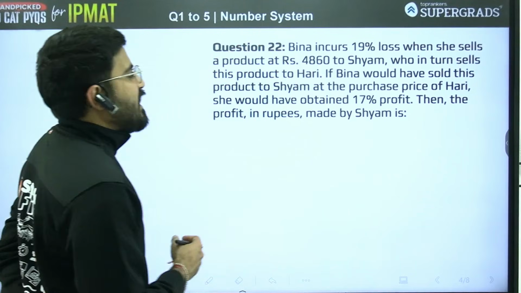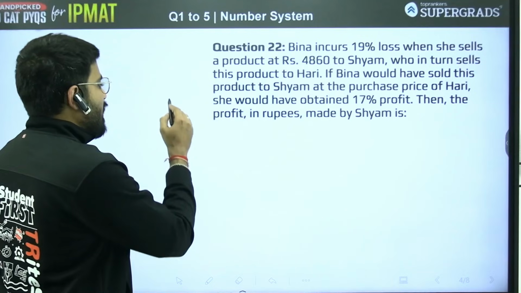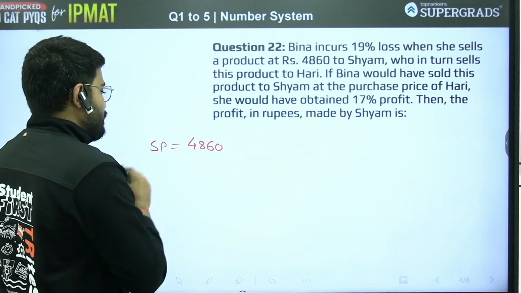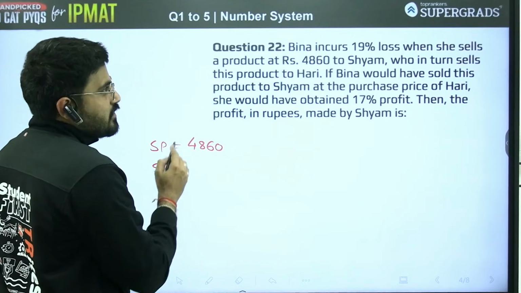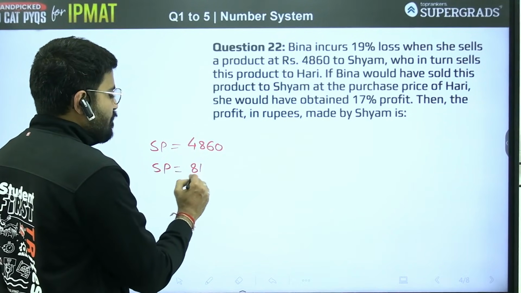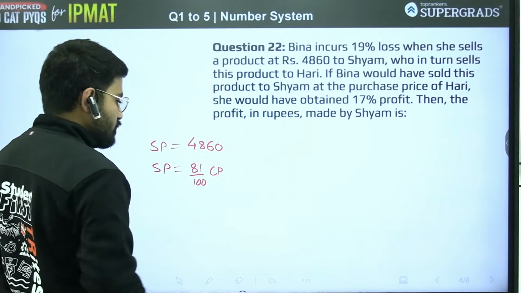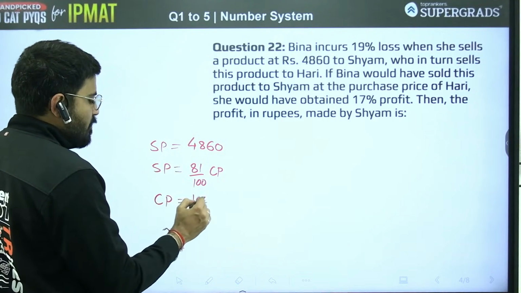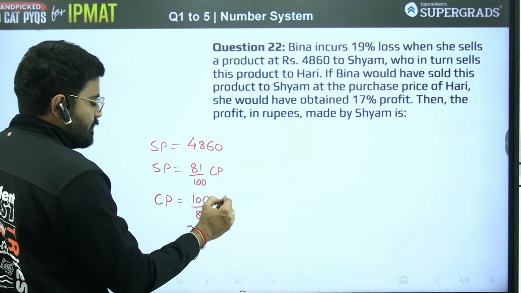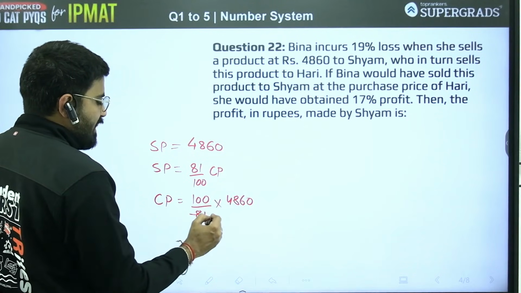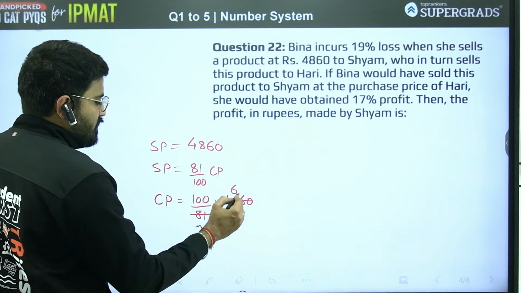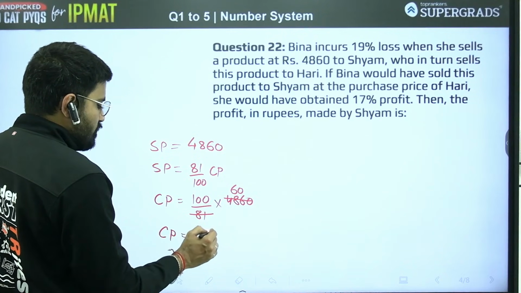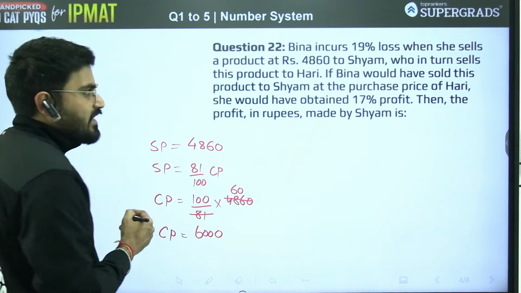Bina incurs a loss of 19% when she sells the product at 4860. 4860 is your selling price, and your selling price is at 19% loss. It means 81% of the CP. So from here you can calculate CP: CP is equal to 100 by 81 into SP, that is 4860. When I cancel this, 8 into 6, so this is 60 times. So I get the CP as 6000. Now I know the CP, I know the SP, I can calculate anything.